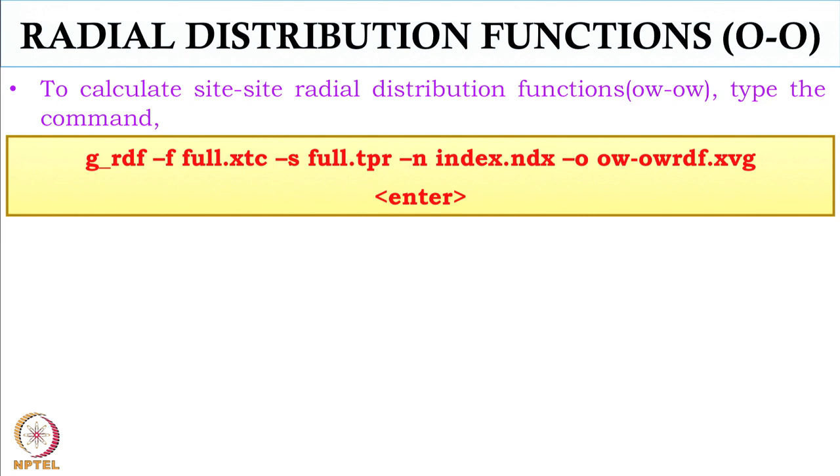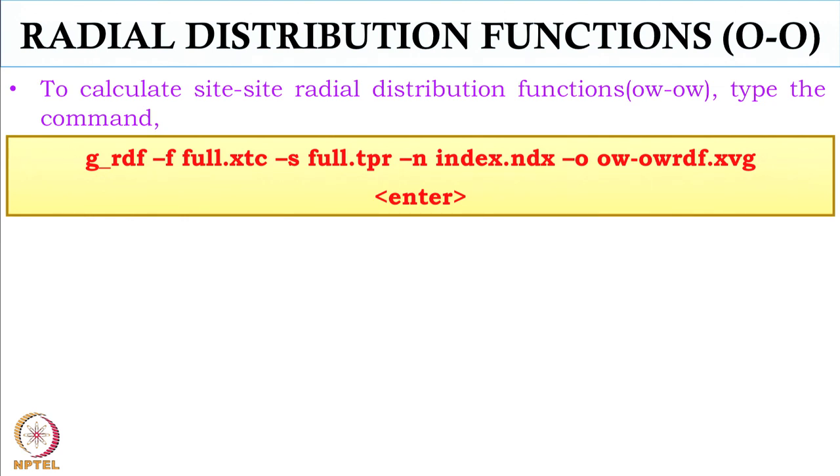RDF means radial distribution function, and there are 3 input files that are required for each and every analysis. First is the XTC file, second is the TPR file, and third is the index file. The index file we have just created. The TPR file and XTC file we already have in the folder. Then -o is the output file, followed by the file name of the RDF file, OW RDF.xvg.